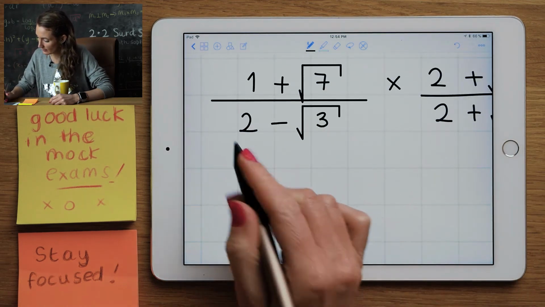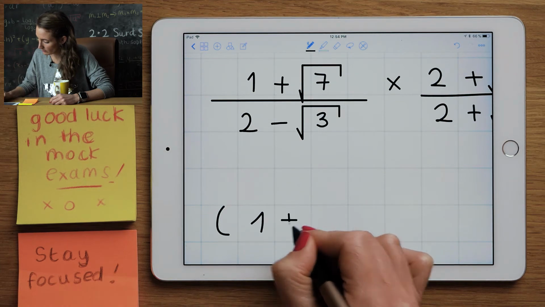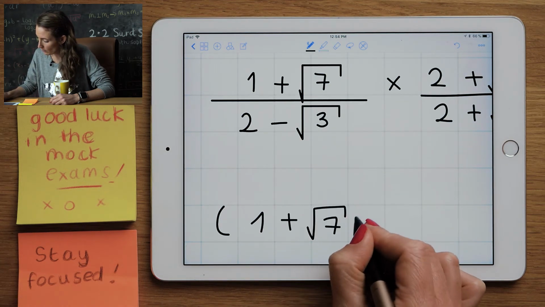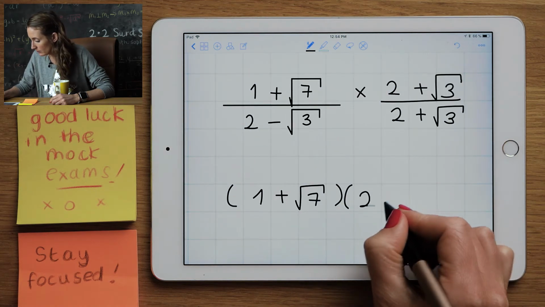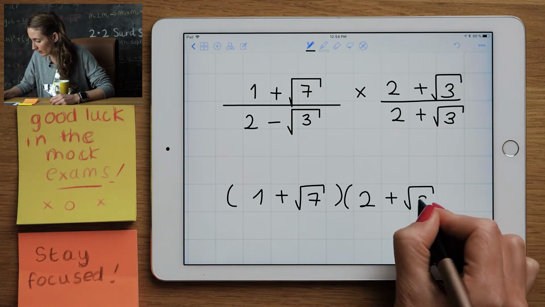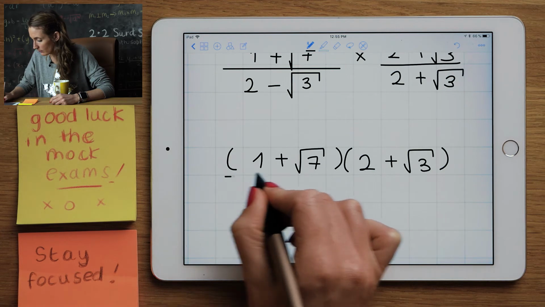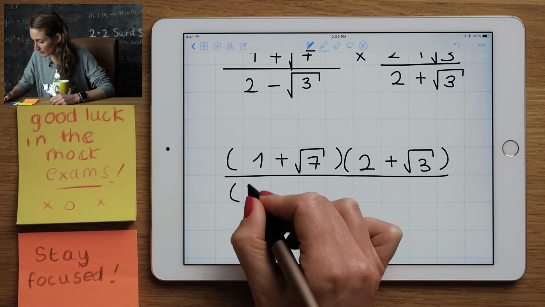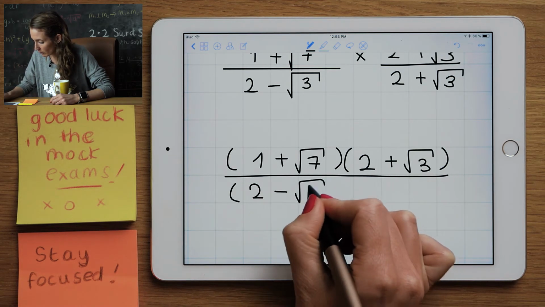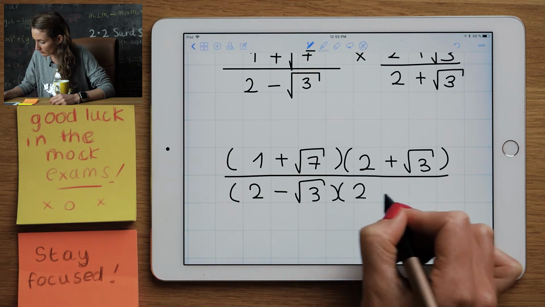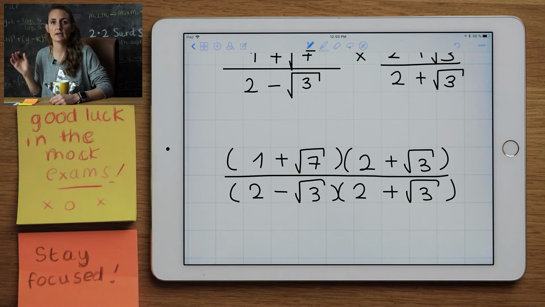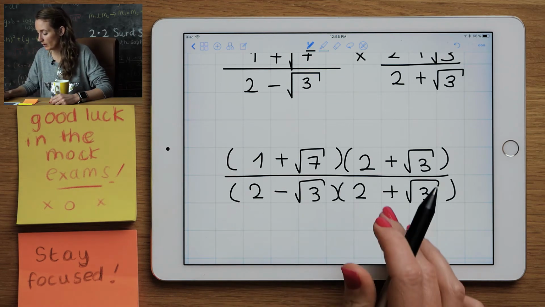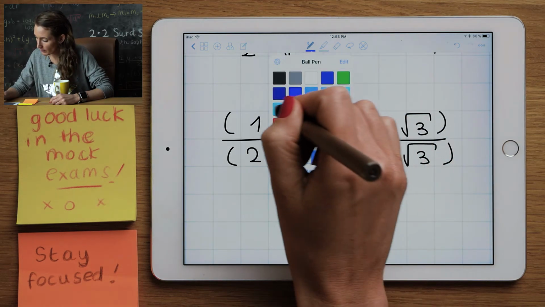So on the next line, I've got lots of brackets to multiply out here. I've got to multiply 1 plus square root 7 by 2 plus square root 3 divided by 2 minus square root 3 times 2 plus square root 3. And remember, in the end, I can have no square roots on the bottom line. So let's start multiplying out.